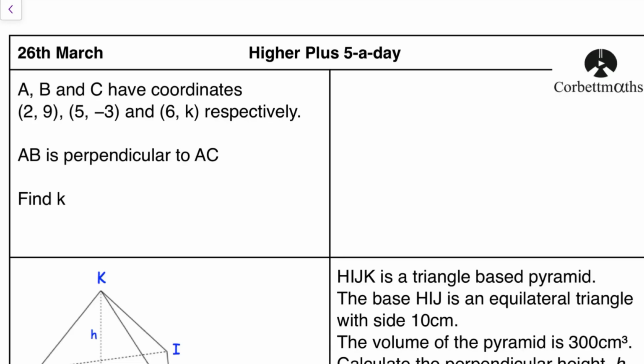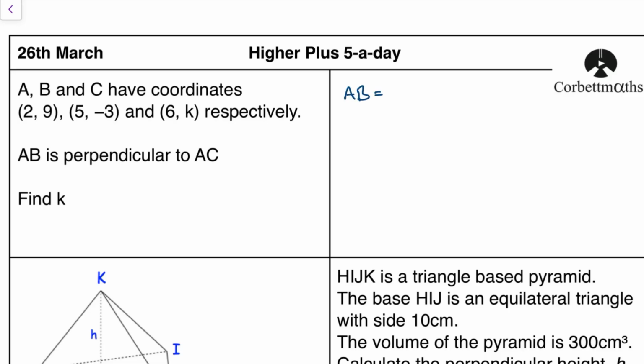So ABC coordinates, AB is perpendicular to AC, find K. Okay, not an unreasonable start. And so what we're looking to do here is remember what perpendicular means. There's a couple of ways of doing this same question, but first thing I'm going to need to do is work out what the gradient between A and B is. So A to B, let's write down clearly what I'm doing.